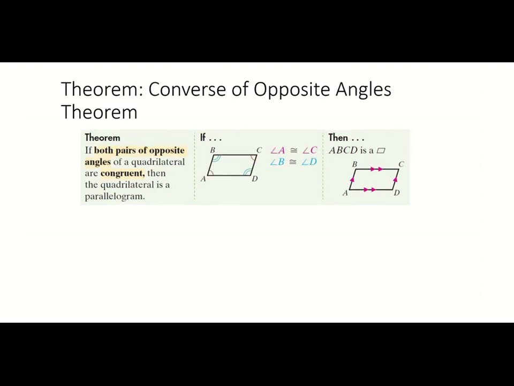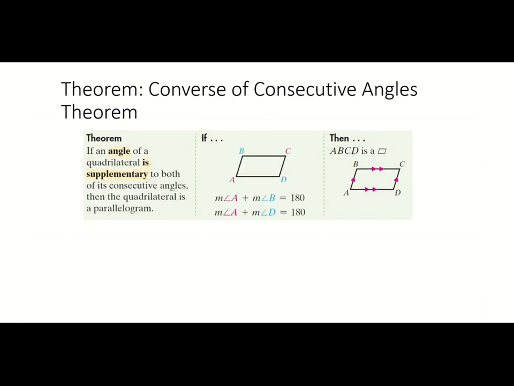The next theorem is for the angles, and it says if both pairs of opposite angles in a quadrilateral are congruent, then the quadrilateral is a parallelogram. So again, both pairs of opposite angles have to be congruent. And now we have our consecutive angles theorem, and it says if an angle of a quadrilateral is supplementary to both its consecutive angles, then the quadrilateral is a parallelogram.